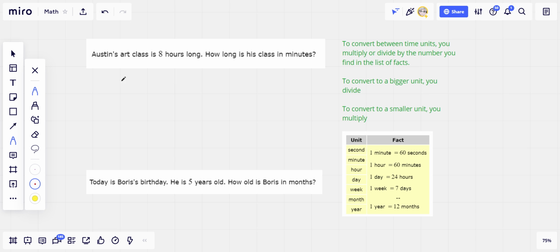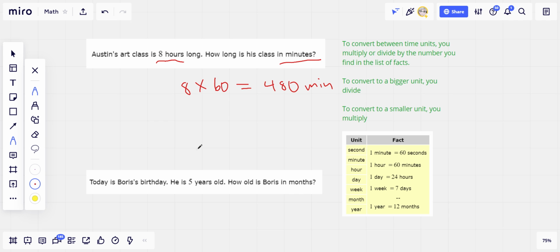Okay, let's try this. It says Austin's art class is 8 hours long. How long is his class in minutes? Now, is a minute bigger or smaller than an hour? Well, you know it's smaller. So we're going to multiply because we're going to a smaller unit, and when you go to a smaller unit, you multiply. And I know there are 60 minutes in an hour, so you're going to multiply by 60. So this problem comes down to 8 hours times 60, and 6 times 8 is 48. Add the zero on to the end of that, you get 480 minutes.